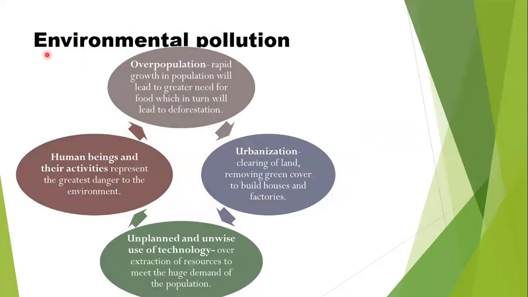Now we will learn about environmental pollution. Overpopulation, rapid growth in population will lead to greater needs for food, which in turn will lead to deforestation, urbanization, clearing of land, removing green cover to build houses and factories, then unplanned and unwise use of technology, overextension of resources to meet the growing demands of the population. Human beings and their activities represent the greatest danger to the environment.